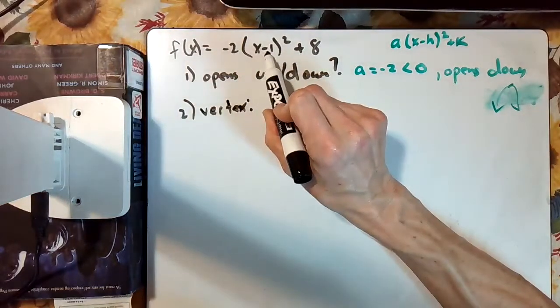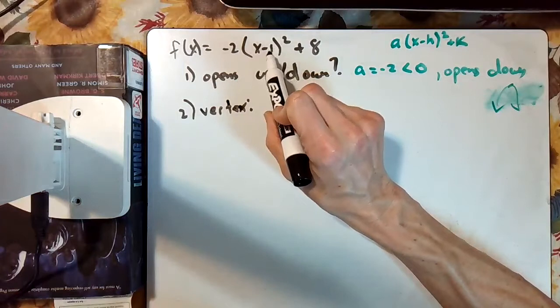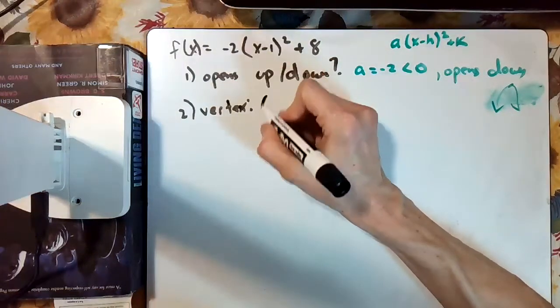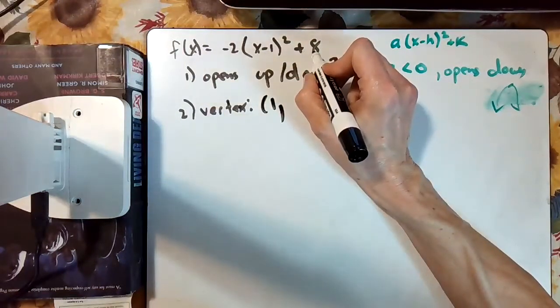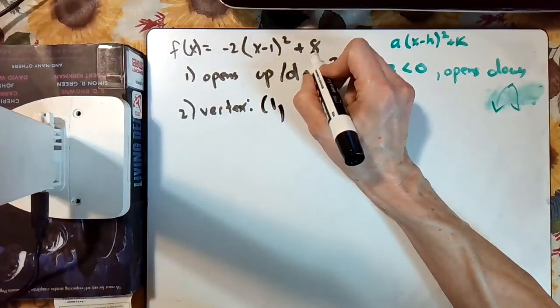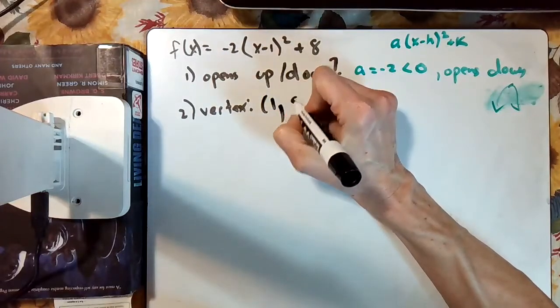Remember, the vertex is h comma k. So we flip the sign of this x value right here. So it's 1 comma, but we don't flip the sign of the k, right? Because remember, vertex was h comma k. This is 1 comma 8.